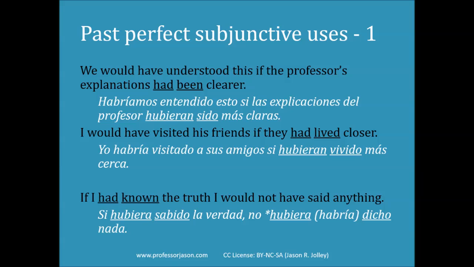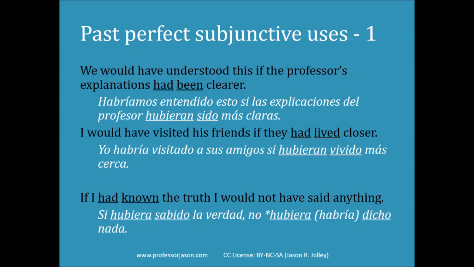We would have understood, that's the conditional perfect part. We would have understood this if the professor's explanations had been clearer. That's your if clause. That's your contrary to fact. They weren't clearer, but had they been clearer. So, habríamos entendido esto si las explicaciones del profesor hubieran sido más claras. So, instead of coming at the beginning of the sentence, our if clause is at the end.